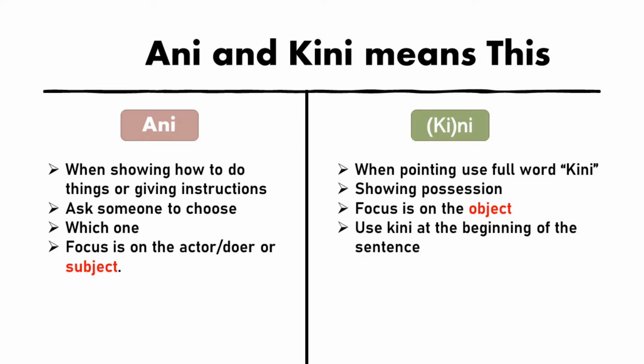Now, use kini if you are showing possession. We use kini also when the focus is on the object that is being mentioned in the sentence. And the last one, we will use kini at the beginning of the sentence. Never use ani at the beginning of the sentence or the short form of kini, which is ni. Now let's have some examples so that you'll get what I mean about these rules, okay?